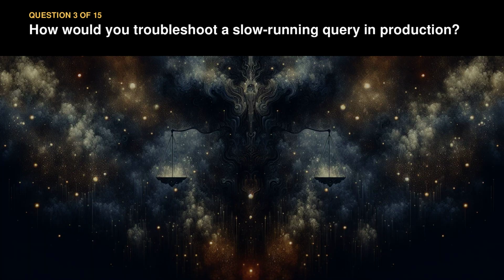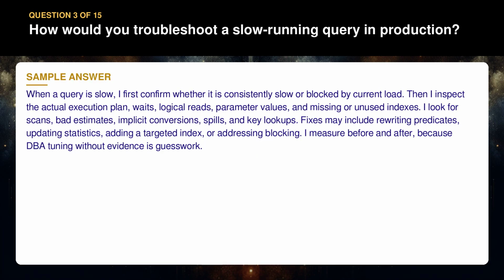Question 3. How would you troubleshoot a slow-running query in production? When a query is slow, I first confirm whether it is consistently slow or blocked by current load. Then I inspect the actual execution plan, waits, logical reads, parameter values, and missing or unused indexes. I look for scans, bad estimates, implicit conversions, spills, and key lookups. Fixes may include rewriting predicates, updating statistics, adding a targeted index, or addressing blocking. I measure before and after, because DBA tuning without evidence is guesswork.